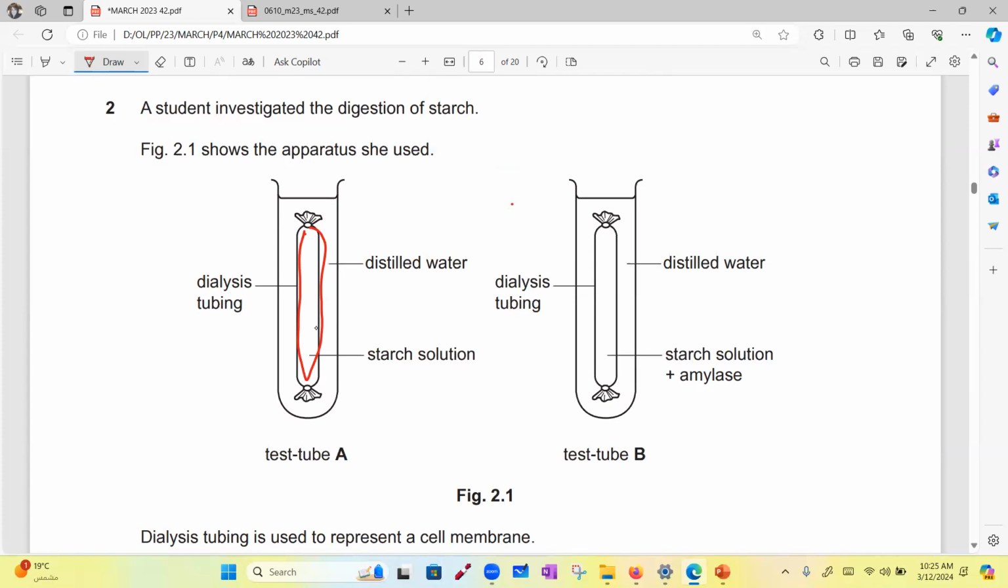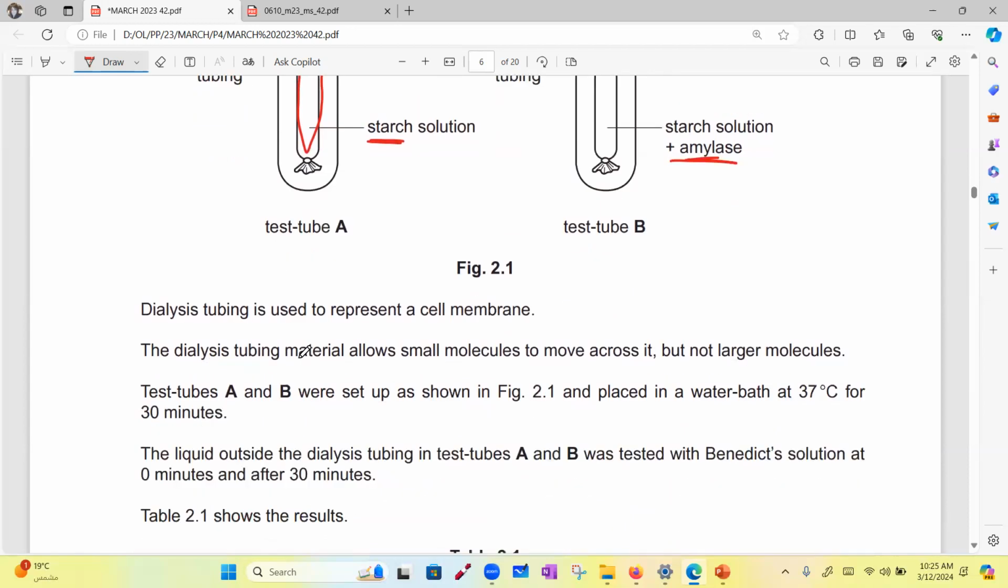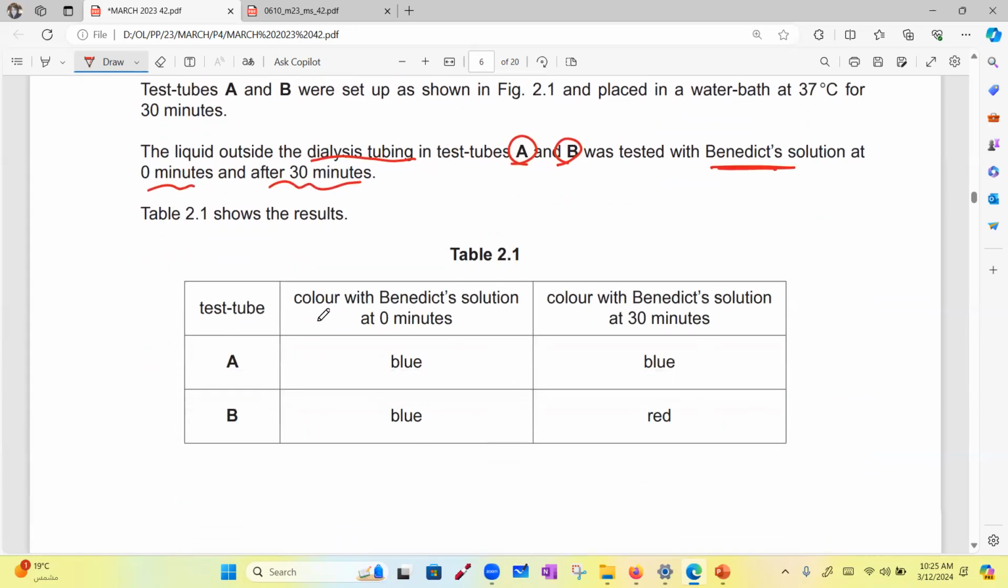Partially permeable. Artificial membrane that is exactly like a semi-permeable membrane. Partially permeable. Here in this dialysis tubing, I have only starch. Okay, Habiba? In the other test tube, I have starch and the enzyme amylase. And then they said in the question that the liquid outside the dialysis tubing in test tube A and B was tested with Benedict at 0 minutes and after 30 minutes. Table 2.1 shows the results.